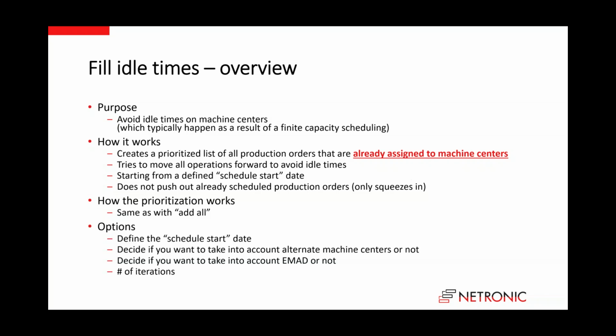The options are: you can define the scheduled start date. You can decide if you want to take into account alternative machine centers or not. You can decide if you want to take the material availability into account or not. And you can define the number of iterations that you want to go, because we figured out that sometimes it is good to do this a couple of times after each other to get closer to a more optimal machine utilization. And with this, enough PowerPoint.